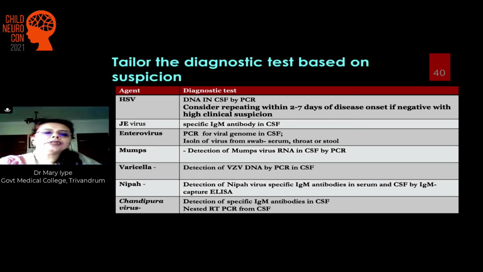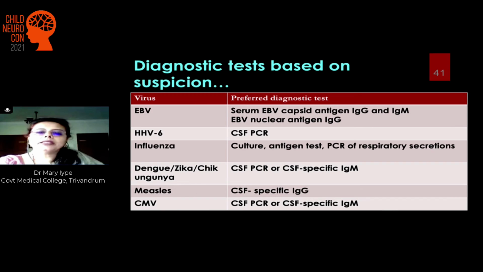For HSV, you do the DNA in CSF by PCR, consider repeating after 2 to 7 days of disease if negative in the beginning and there's a high clinical index of suspicion. For JE virus, you do the specific IgM in the CSF, enterovirus PCR in CSF, and isolation from the stool is also done. Mumps, detection of mumps virus RNA in CSF by PCR, varicella zoster DNA by PCR in CSF, Nipah, detection of Nipah virus specific IgM antibodies in serum and CSF, and Chandipura, detection of IgM antibodies in CSF and nested RT-PCR. The diagnostic tests are based again on suspicion.